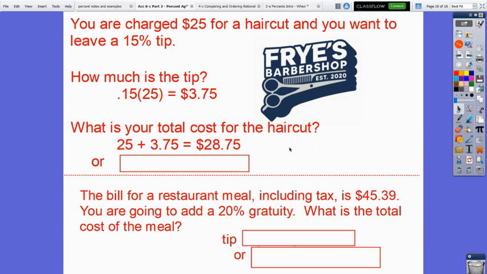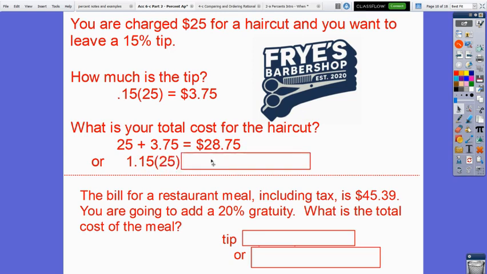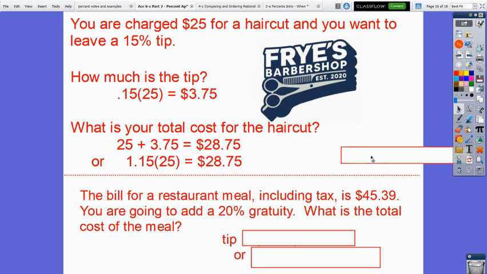You get $28.75. Or you can do it all in one step by multiplying the original cost, $25, times 1 plus 15%, 100% plus 15%. So times 1.15. If you do 1.15 times 25, that also gives you $28.75.